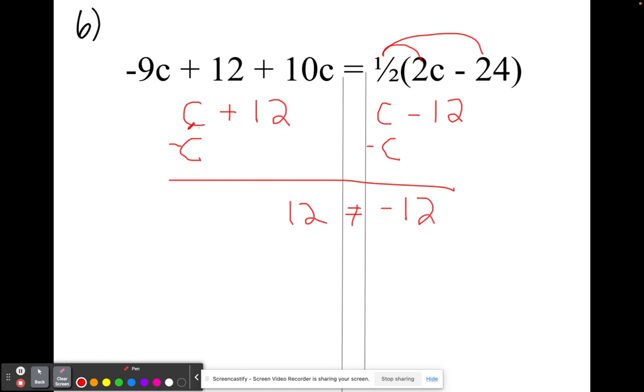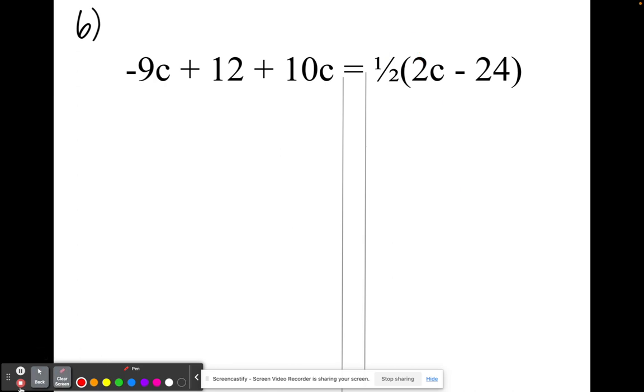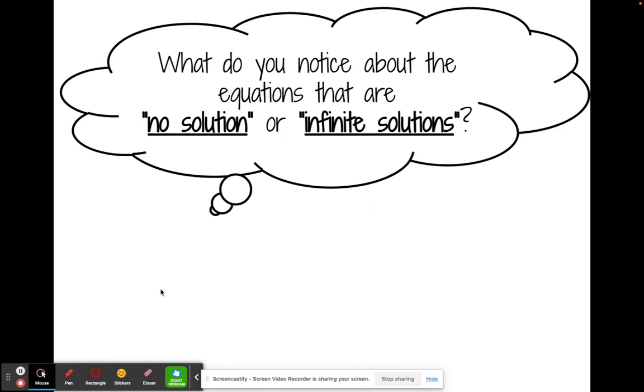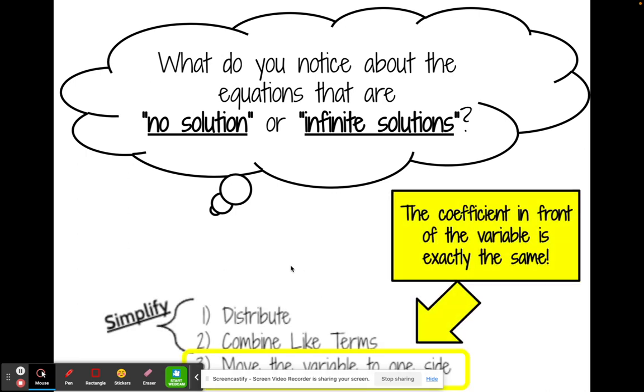There's no situation you can think of where you take a number and add 12, and it will be the same answer as if you take a number and subtract 12. It doesn't work. So, what do you notice about the equations that are no solution or infinite solutions? You should notice that the coefficient in front of the variable is exactly the same on both sides, so that if you subtract it, they'll cancel out. You'll get no variable left.